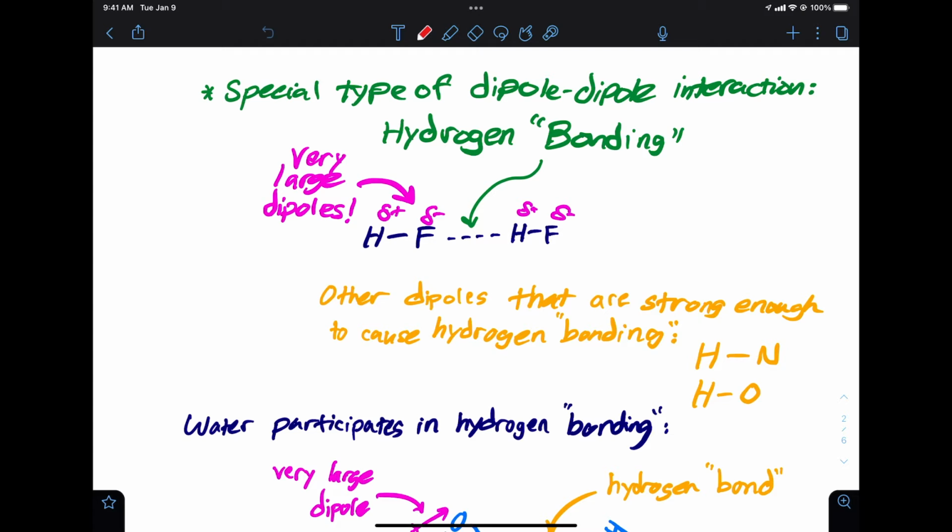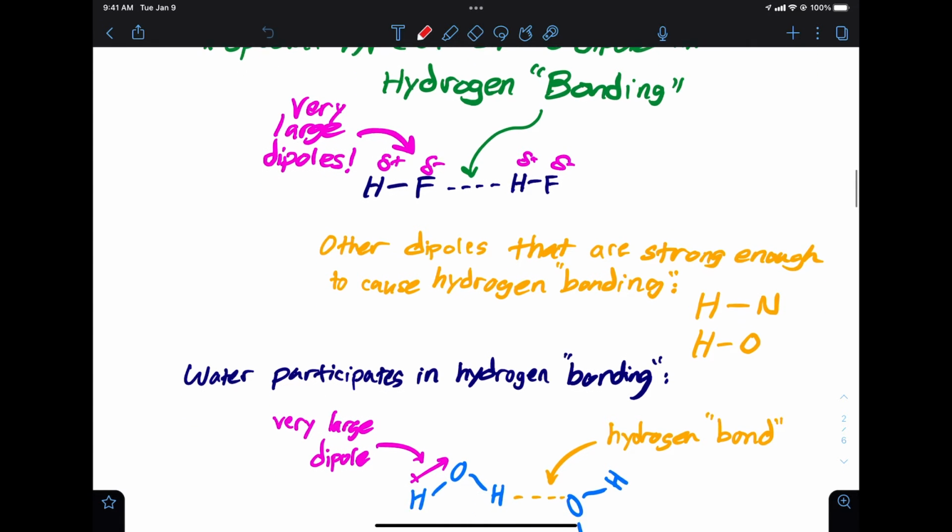So there are three situations where we get hydrogen bonding, that is to say, a dipole-dipole interaction that is really unusually strong. So that's with H bonded to F. You can also have it with H bonded to N or H bonded to O. Okay, so a polarized H, an H that's been very polarized because it's bonded to an F, because it's bonded to an N, or because it's bonded to an O, will participate in dipole-dipole interactions that are very strong, and we call them hydrogen bonding.